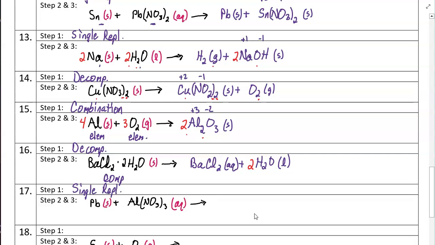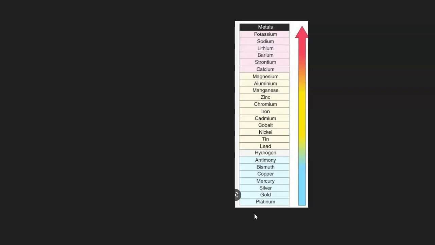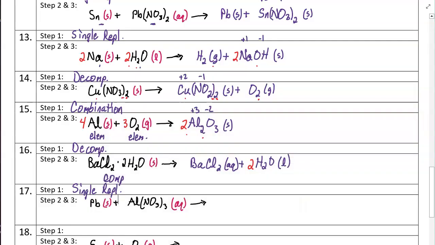Single replacement happens if the element is more reactive than the compound. Is lead higher than aluminum? Aluminum is the second one from the top in the yellow section. Lead is the bottom one in the yellow section. So lead is not higher than aluminum. The lead can't replace the aluminum in its attraction to the nitrate. No reaction's going to happen. I was thinking it was single replacement, but it's not. So I'm going to cross that out.